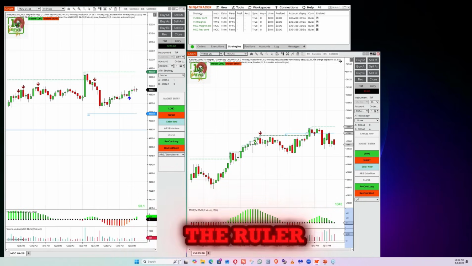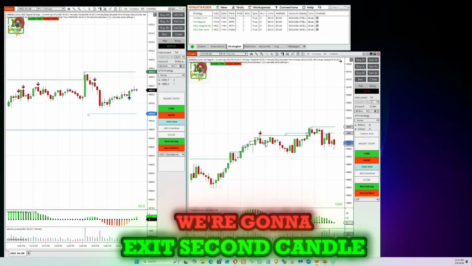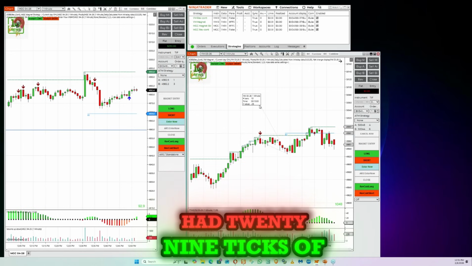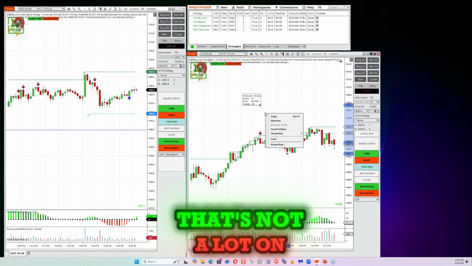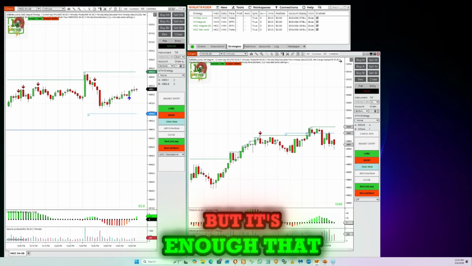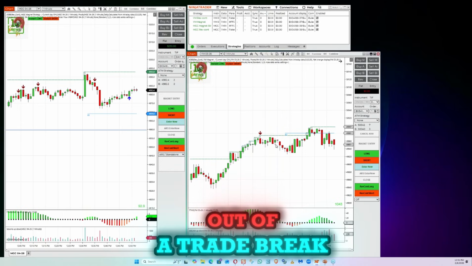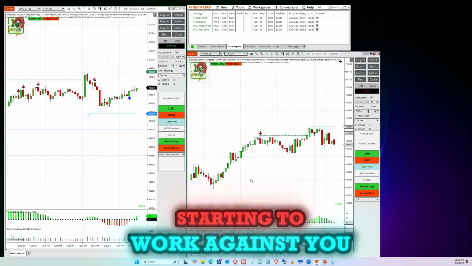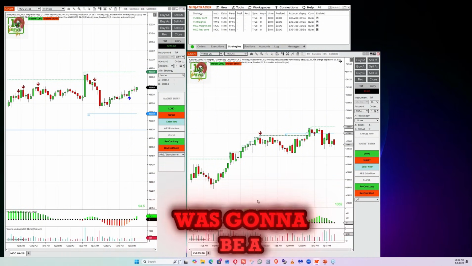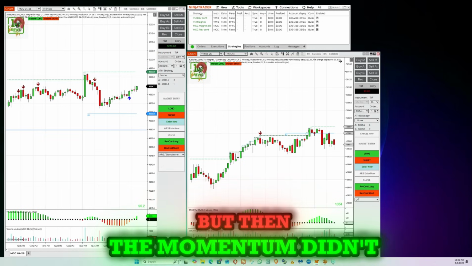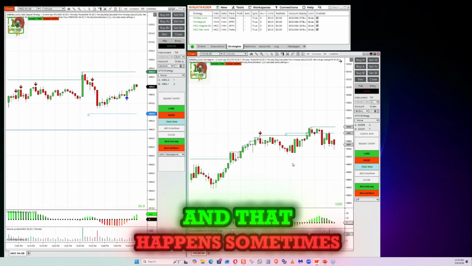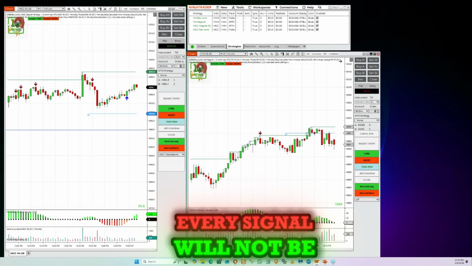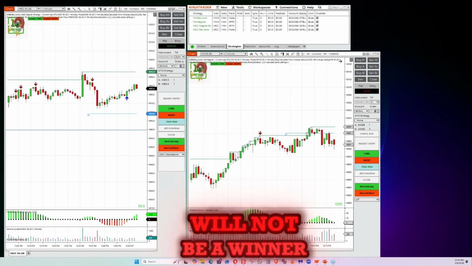But if you just use the ruler, we're going to exit second candle, not the first. We still, on that signal, had 29 ticks of profit available. That's not a lot on the YM, but it's enough that it would get you out of a trade break even as you see that your signals are starting to work against you. Everything looked like this was going to be a solid trade, but then the momentum didn't follow through. And that happens. Sometimes momentum doesn't follow through. Every signal will not be a winner, just like every trade will not be a winner.